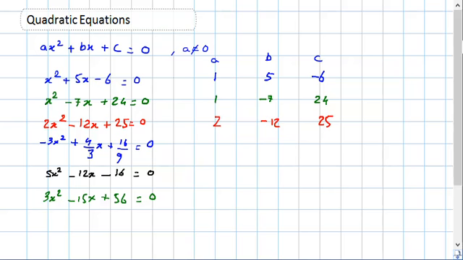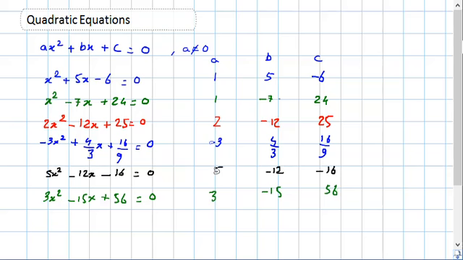In the fourth equation, we see that there are some fractions introduced, and here we also see that a, which is the coefficient of x square, is carrying a negative value, so the value of a is negative 3, the value of b is 4 over 3, and the value of c is 16 over 9. Then in the next equation, the coefficient of x square is 5, the coefficient of x, or the value of b, is negative 12, and the constant is negative 16. And in the last equation, the coefficient of x square, or a in this case, would be 3, the coefficient of x would be minus 15, and the constant c would be 56.